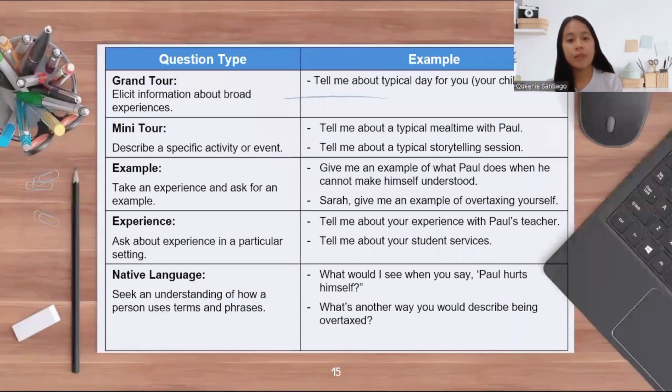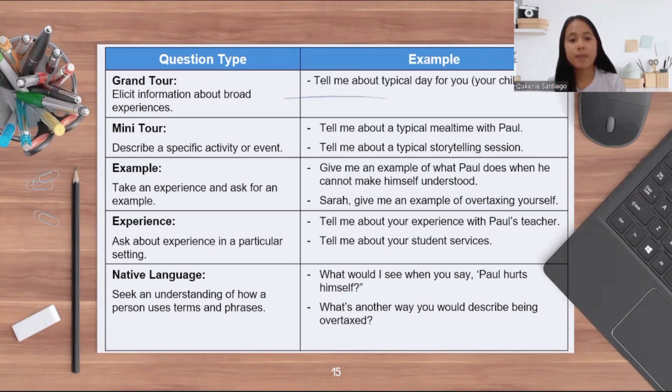So this is an example of question types. Grand tour: elicit information about broad experiences. Tell me about a typical day for you, your child. Mini tour: describe a specific activity or event. Tell me about a typical mealtime with Paul. Tell me about a typical storytelling session. Example: take an experience and ask for an example. Give me an example of what Paul does when he cannot make himself understood. Sarah, give me an example of overtaxing yourself.